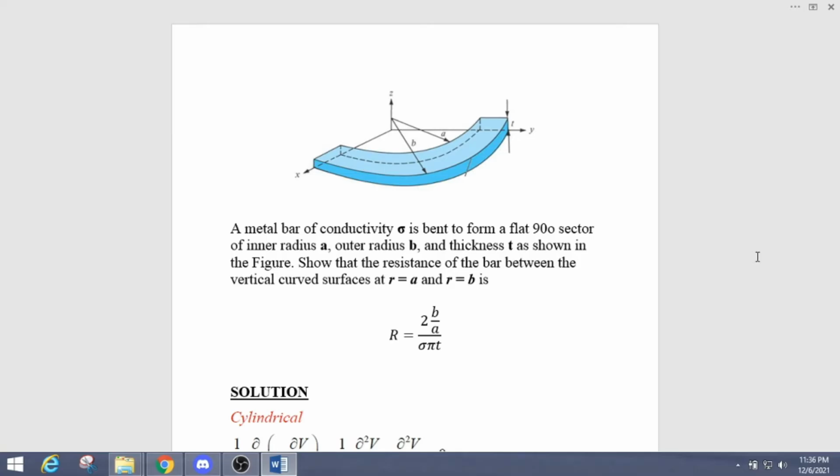So for the solved example, a metal bar of conductivity sigma is bent to form a flat 90-degree sector with inner radius a, outer radius b, and thickness t as shown in the figure. Show that the resistance of the bar between the vertical curved surface at r equals a and r equals b is given by R equals 2 ln(b over a) over sigma pi t.